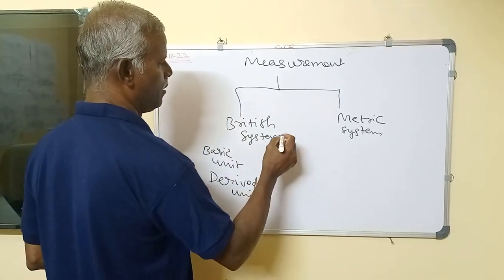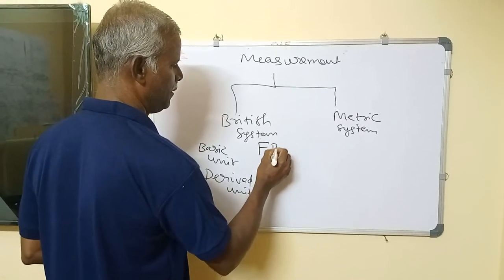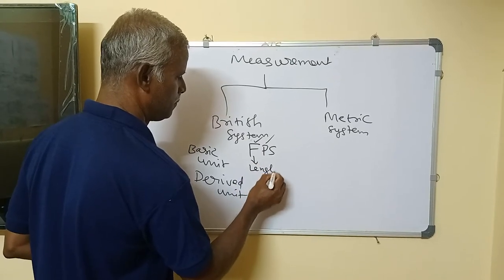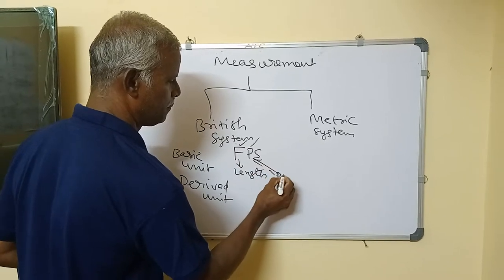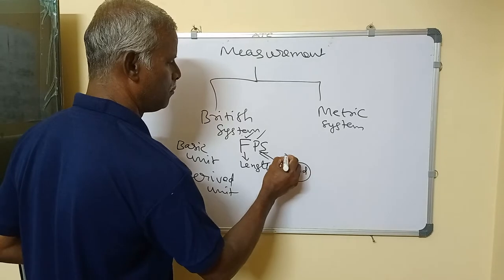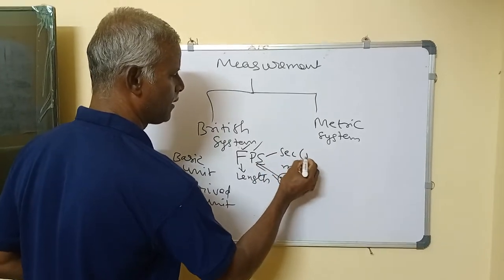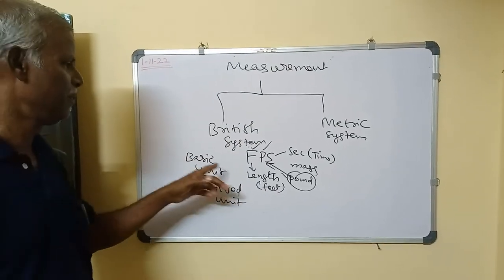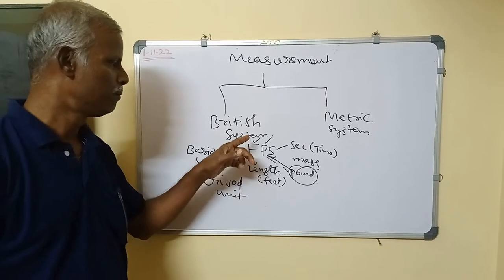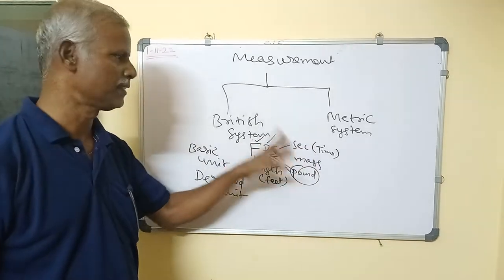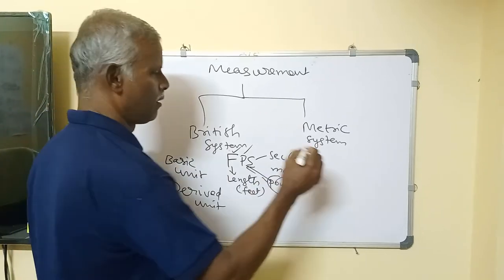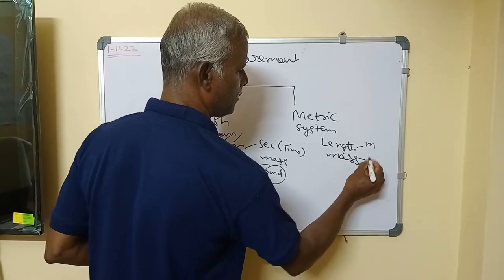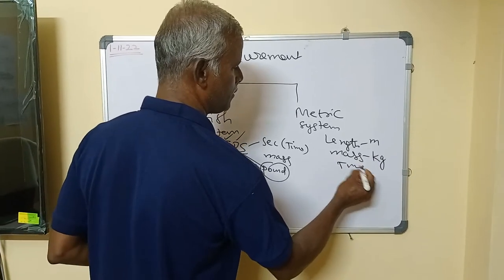For the British system it is FPS. F means feet, this is length. P means pound, for mass. S means second, for time. So British basic units are feet for length, pound for mass, and second for time. The same thing in the metric system: length is meter, mass is kilogram, and time is second.